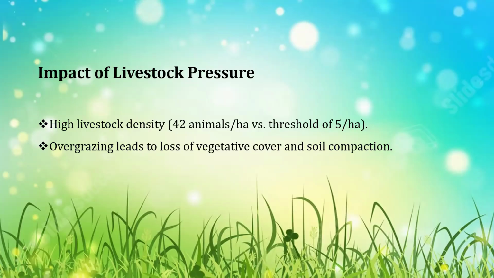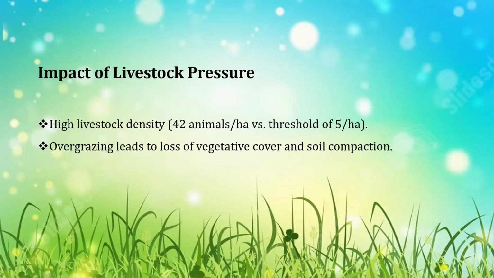This point provides a startling comparison of animal population related to land size. 42 animals per hectare is the current density, and the sustainable threshold is 5 animals per hectare. And this indicates that the land is supporting over 8 times the number of animals it naturally should. When the population exceeds this carrying capacity, the ecosystem cannot regenerate fast enough to keep up with the demand of the livestock. The third is consequences of overgrazing.